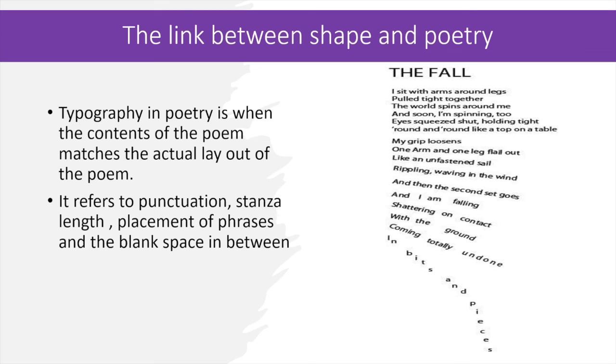I sit with my arms around my legs, pulled tight together. The world spins around me, and soon I'm spinning too. Eyes squeezed shut, holding tight, round and round like a top on a table. My grip loosens, one arm and one leg fall out, like an unfastened sail, rippling, waving in the wind. And then, let go, I am falling, shattering on contact with the ground, coming totally undone, in bits and pieces.